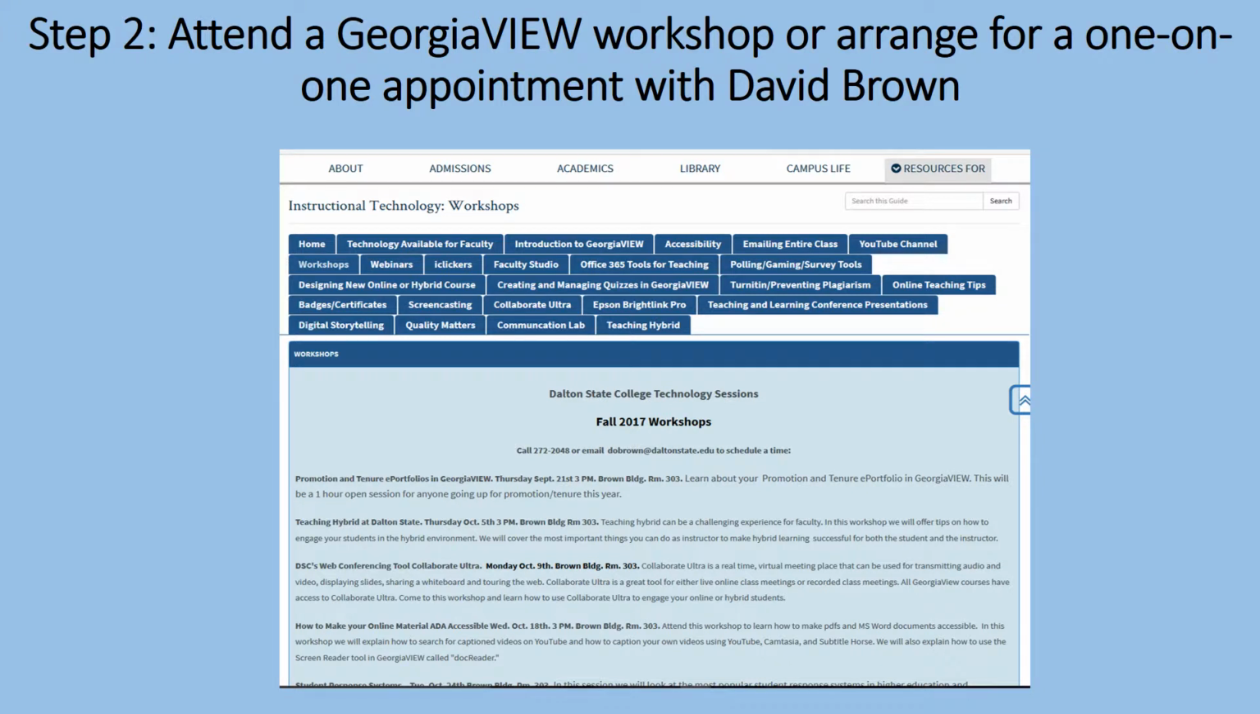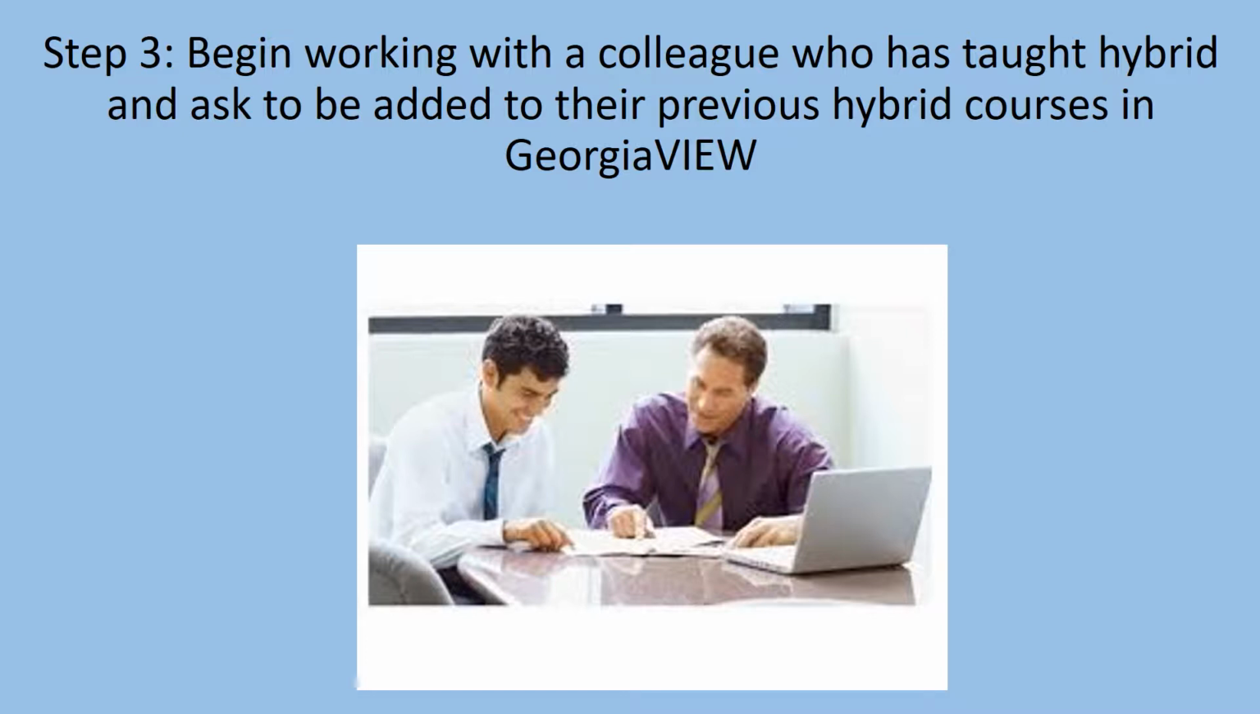Step 3 is to begin working with a colleague who's actually taught hybrid before and ask to be in their hybrid courses they've done in the past. They can add you as instructor, and you can go in and look at their course, or you can copy their course. Of course, you have to have permission for that from them, but that can help you a lot because they may have already done this before, and that can be very helpful.